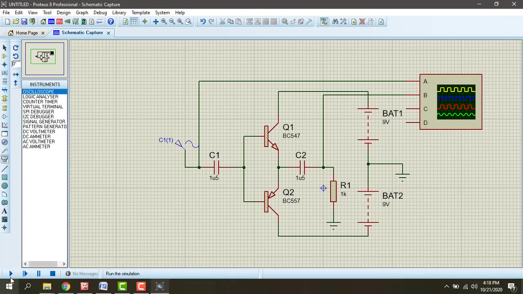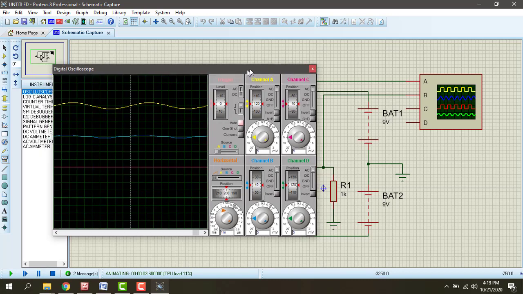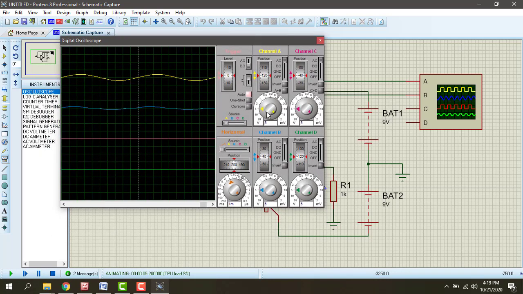Then I am going to run. Here at the bottom corner there is a run button, press run. Here we have the output. Like a conventional CRO, we have channel A, channel B, channel C and channel D. So we connected the input to channel A and B. So I adjust channel A and channel B for a better view.